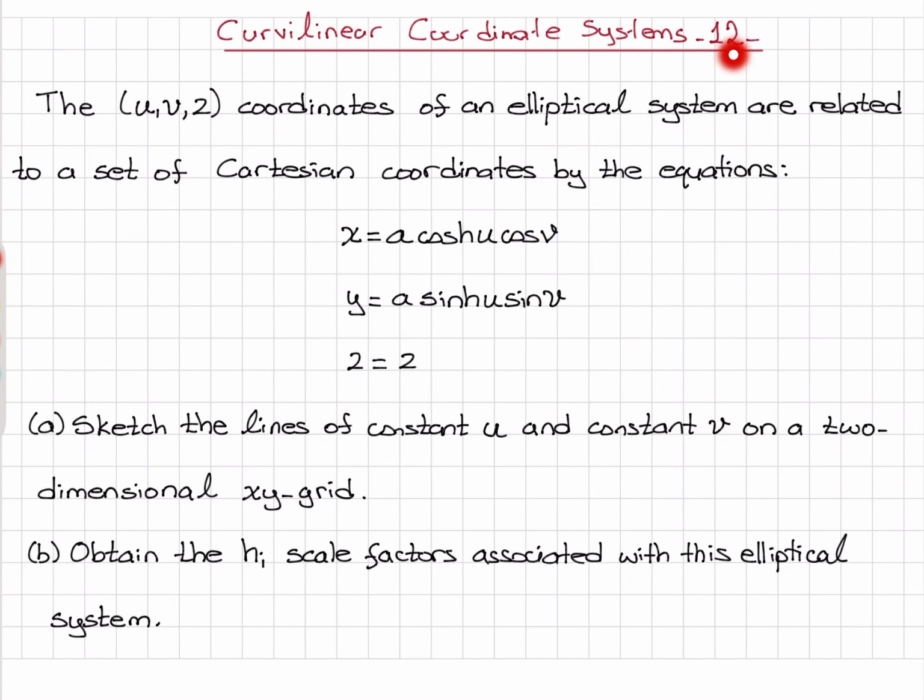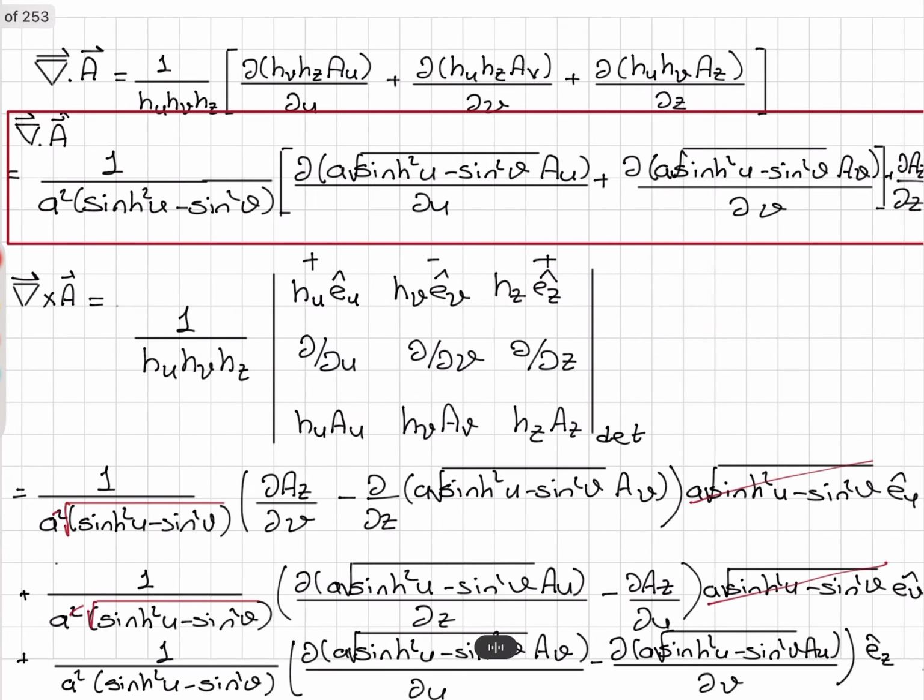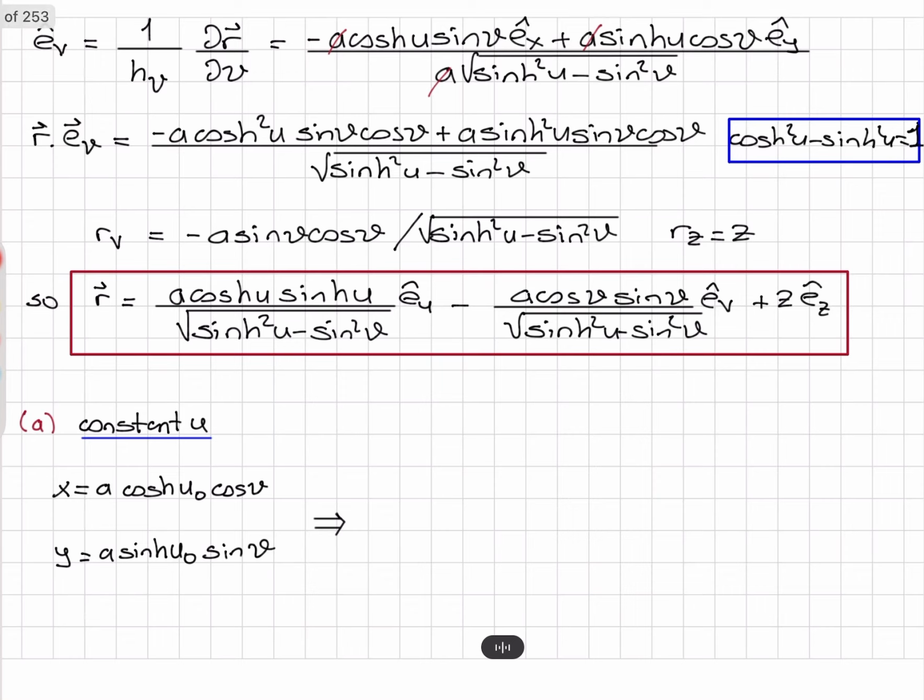Curvilinear coordinate systems, problem 12. The u-v-z coordinates of an elliptical system are related to a set of Cartesian coordinates by this set of equations, and we're now going to do part A: sketch the lines of constant u and constant v on a two-dimensional xy grid. So I'm going to copy these equations here and set constant u equal to u0.